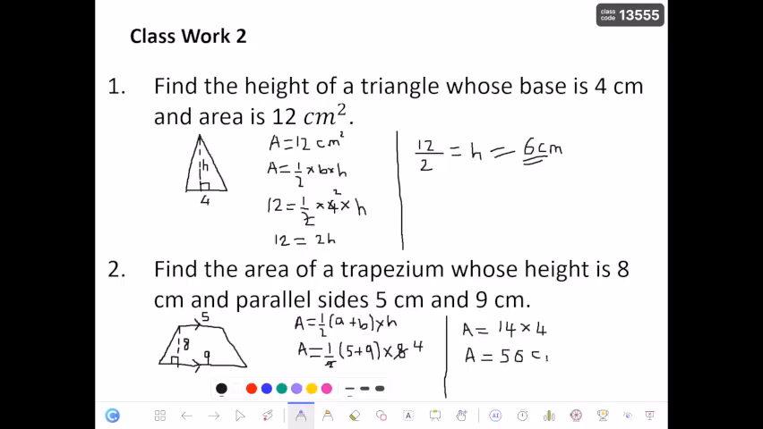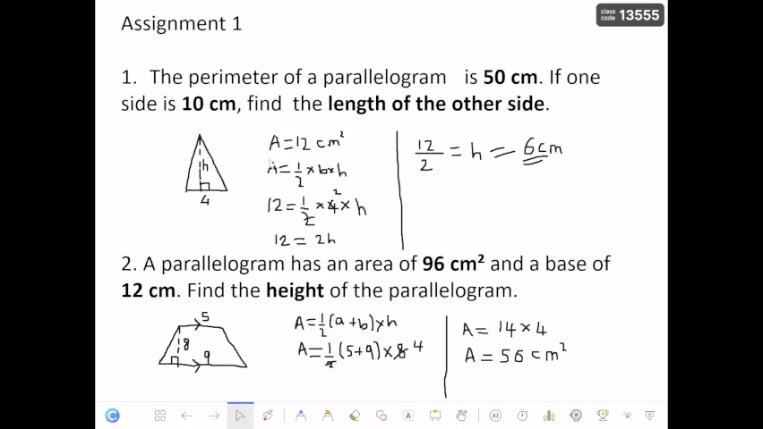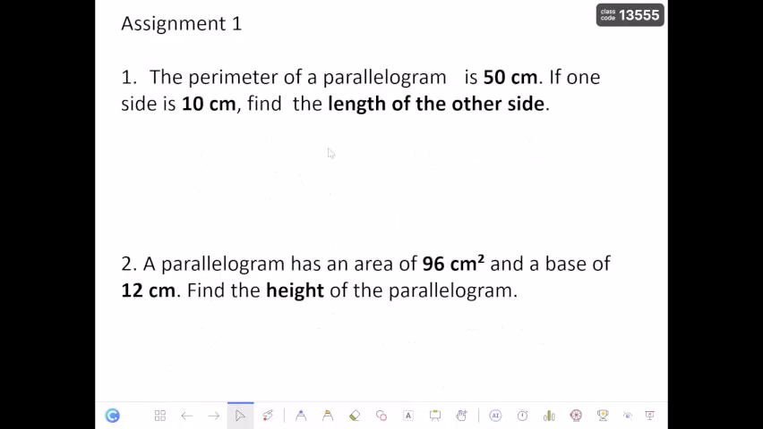Don't forget to always put your unit whenever you do your calculation. So this is the area of this trapezium. Take note of this number 2 in classwork 2. So let's go to the assignment 1 questions as well. So this is on parallelogram.